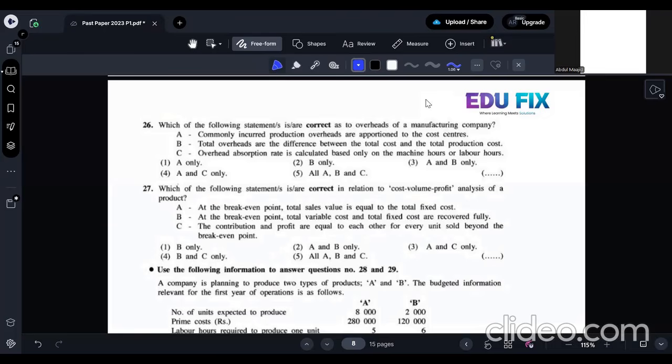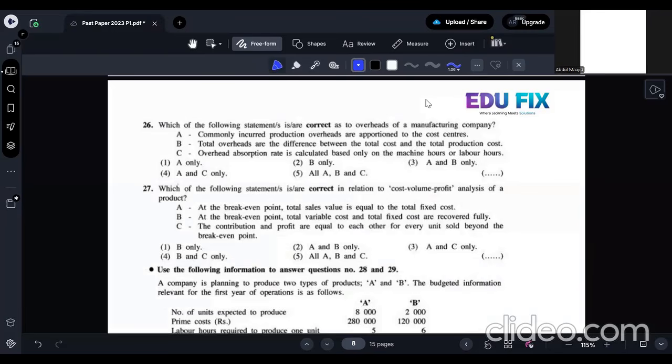Now, in a factory, you might be paying rent for an entire floor, and that floor you might have divided as production department, storage department, or assembly and finishing department. But you are paying only one rent for that entire building. So this is a commonly incurred expense. You will divide it based on the floor area, right? So commonly incurred production overheads are apportioned to cost centers.